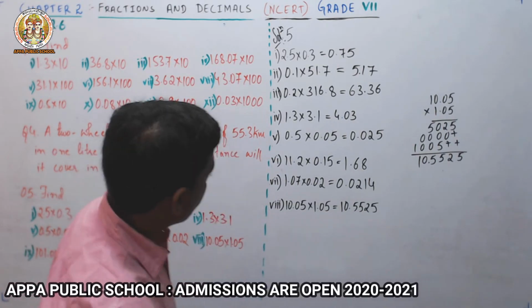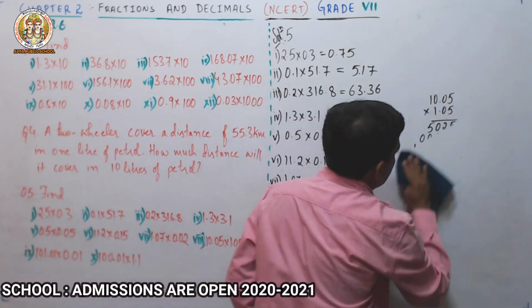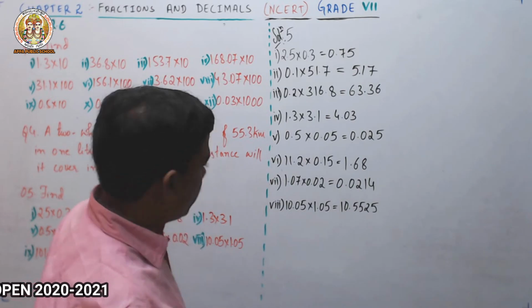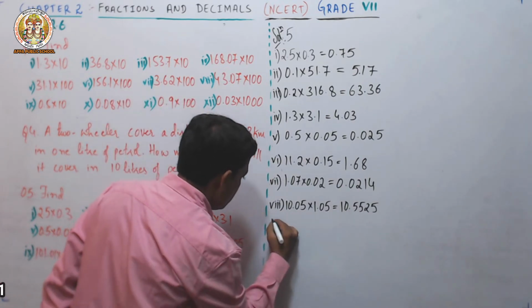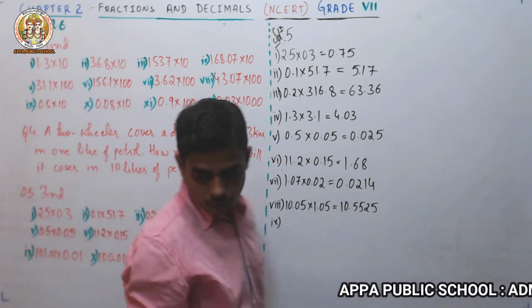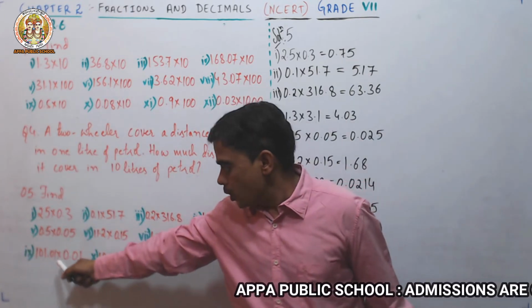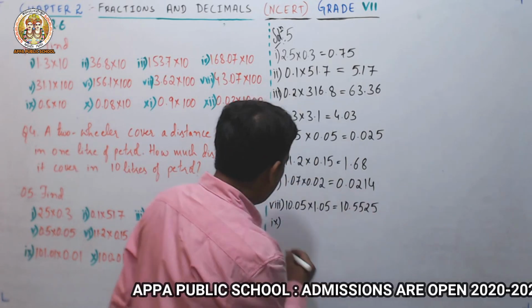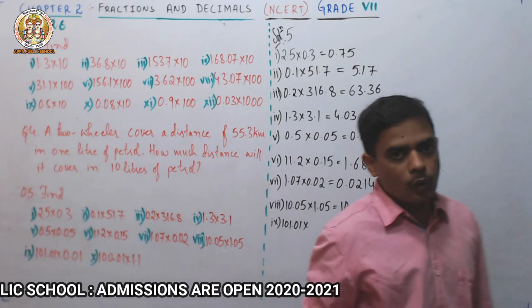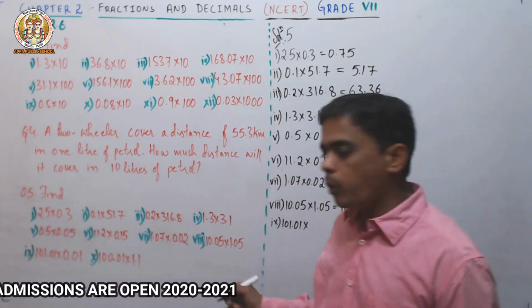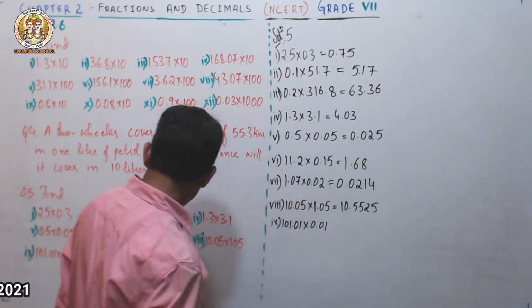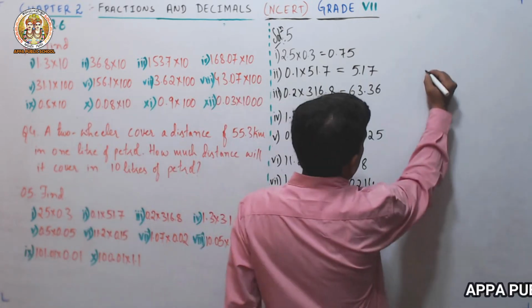Next one. The next question, that is the ninth one. What is the question? The question is 101.01 into 0.01. Okay. Right. I'll multiply here.